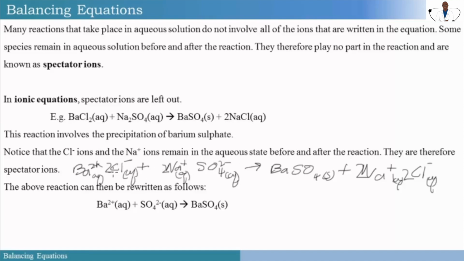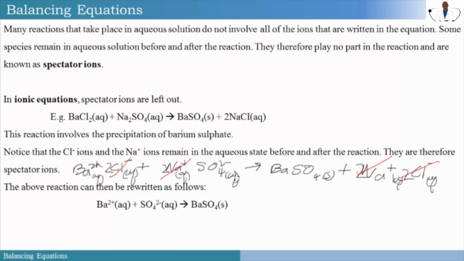Moving on to Cl-. Here we see Cl- is aqueous here and Cl- is aqueous here. So being that it is unchanged, it is a spectator ion and did not take part in the chemical reaction, so we must remove it. So I will remove Cl- because it is a spectator ion. Sodium ion aqueous here, sodium ion aqueous here. It is also a spectator ion, so we can eliminate the sodium ion.